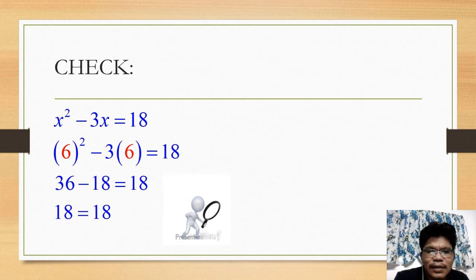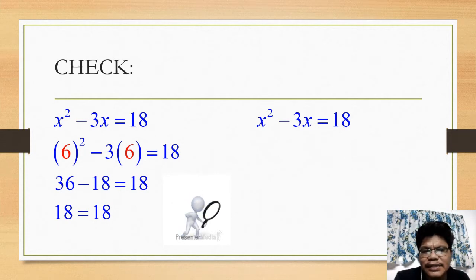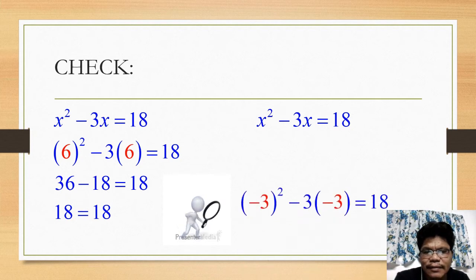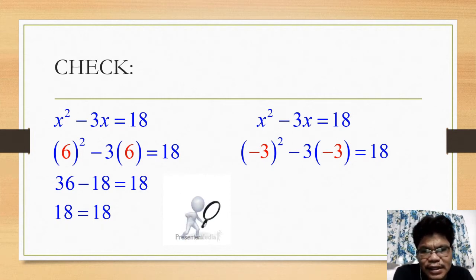How about if x equals negative 3? Okay, let us use again the original equation. Same as in the first equation, we're going to replace the value of x. So instead of x, we're going to use negative 3. Papalitan din natin ang lahat ng value ng x. Now it becomes negative 3 squared minus 3 times negative 3 equals 18. And what is negative 3 squared? So the answer is positive 9.